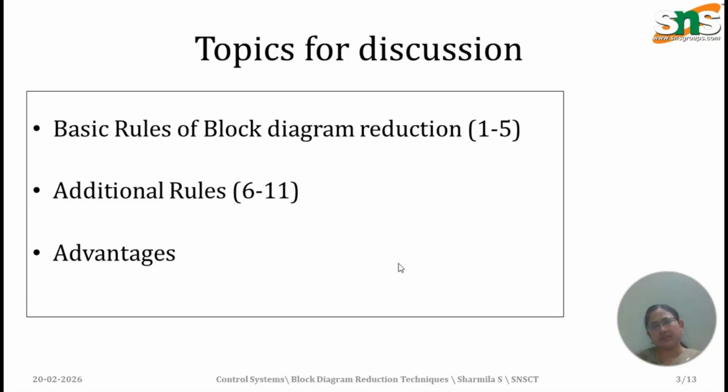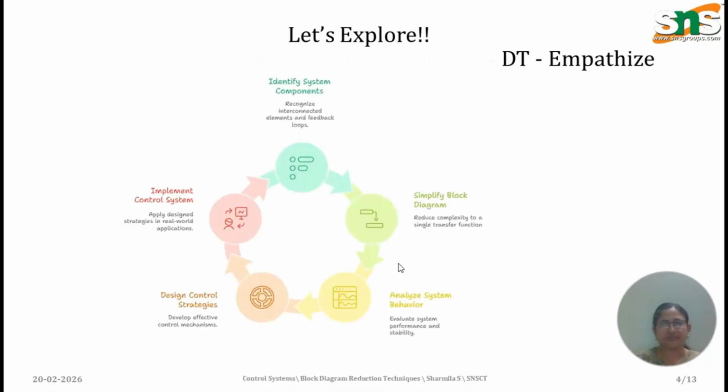So let's discuss today's topics for discussion: basic rules of block diagram reduction, rules 1 to 5, and additional rules 6 to 11 with advantages. So let's explore the design thinking empathize part of this topic.